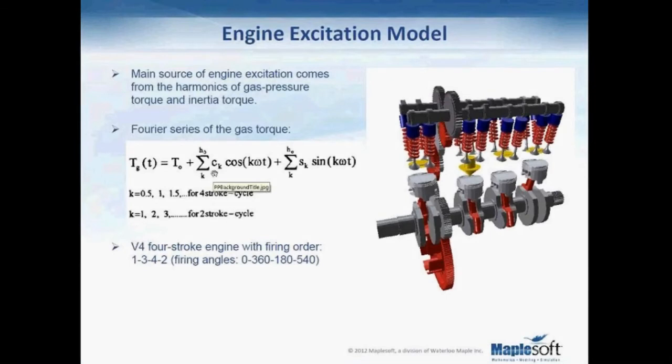in general, 12 harmonic orders are usually used because they provide good enough information for modeling the gas torque in the combustion chamber. For all the higher orders, they don't contribute too much to the overall engine torque vibration, so they are usually neglected.